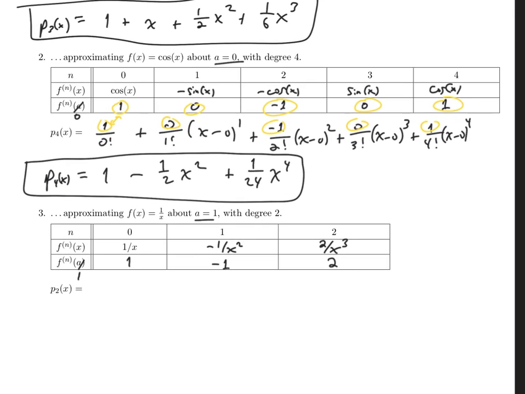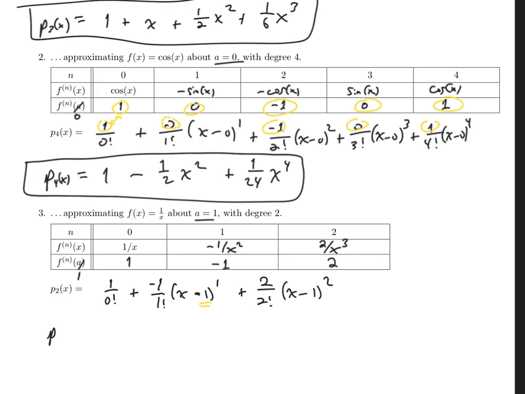So the Taylor polynomial is going to be 1 over 0 factorial plus negative 1 over 1 factorial times x minus 1 to the first. So notice this is the first time we have not had x minus 0 in here. So I won't be able to do as much simplifying for this. Plus 2 over 2 factorial x minus 1 squared.